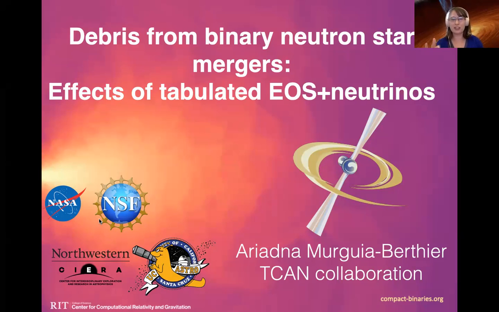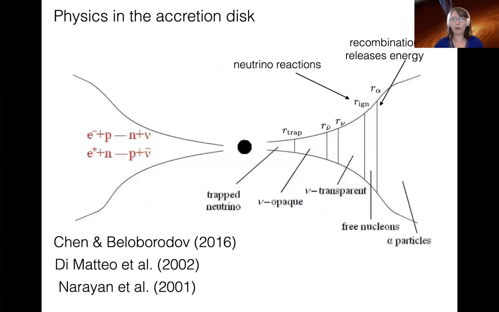So today I'll discuss the post-merger simulations and how we study the debris from the merger and also the effects of a tabulated equation of state plus neutrinos. So why do we care about a tabulated equation of state plus neutrinos? I'm going to give a very brief introduction just so that everyone is on the same page about what is going on in the post-merger phase of the binary neutron star merger. So here we have a black hole and we're going to have an accretion disk that forms after the merger. So let's talk about the physics.